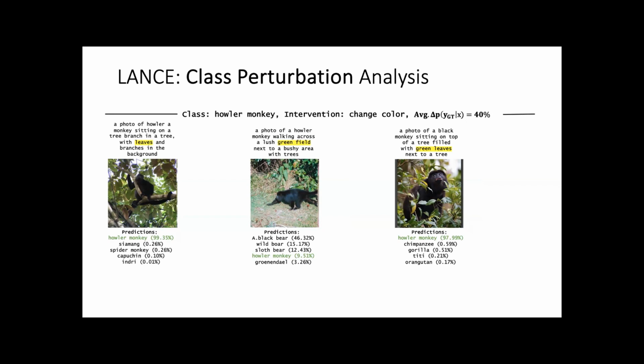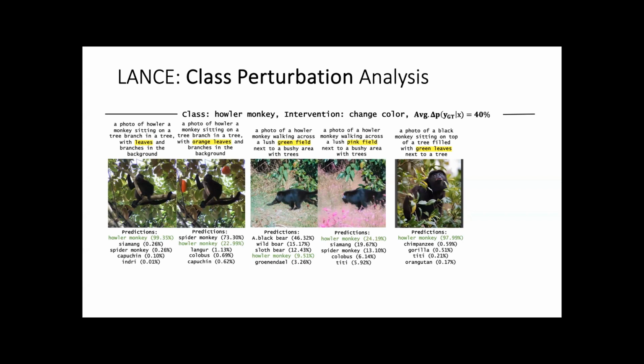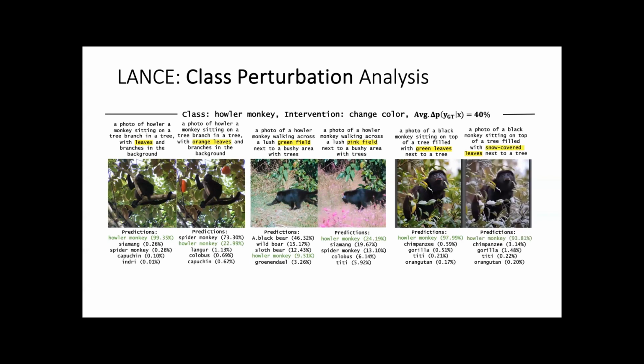So in this case, the intervention is changing color. Changing the leaves in the first case to orange leaves resulted in some amount of change in the output prediction. We change a green field to be a pink field. The model did not correctly predict originally, but now correctly predicts. And in the last case, we add snowy leaves. That didn't result in a substantial change. So this is just an example to highlight that you can use this tool to evaluate more systematically across a collection of data rather than a single data point, to come up with what are the most sensitive attributes of the model overall.